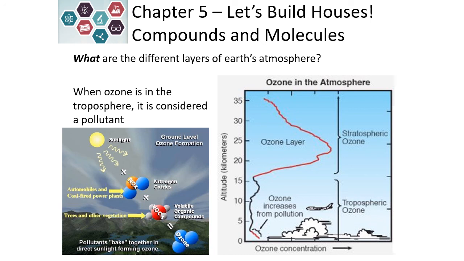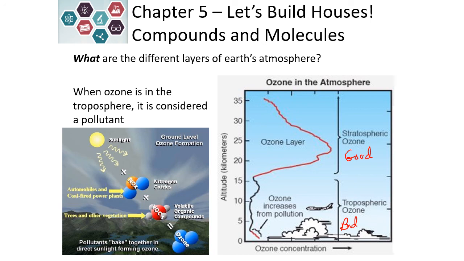Ozone, when it's in the ozone layer, is good for us. When it's in the stratospheric layer, that is what we want, because that helps protect us from ultraviolet rays. When we have ozone down in the tropospheric level, that is from pollution. So ozone down where we breathe is bad. It's a form of pollution.